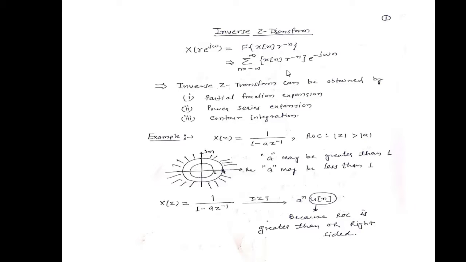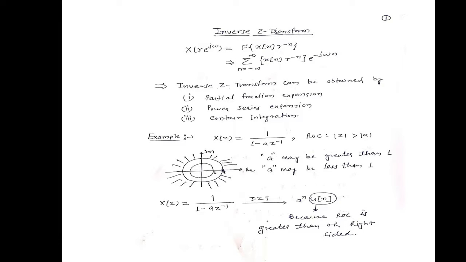In the inverse Z transform, we can convert or recover the basic signal x of n, which is the discrete time signal. For the inverse Z transform, we can obtain it by partial fraction expansion, power series expansion and contour integration. These are the particular methods which are very useful to calculate the inverse Z transform. So we can understand this by taking some examples.